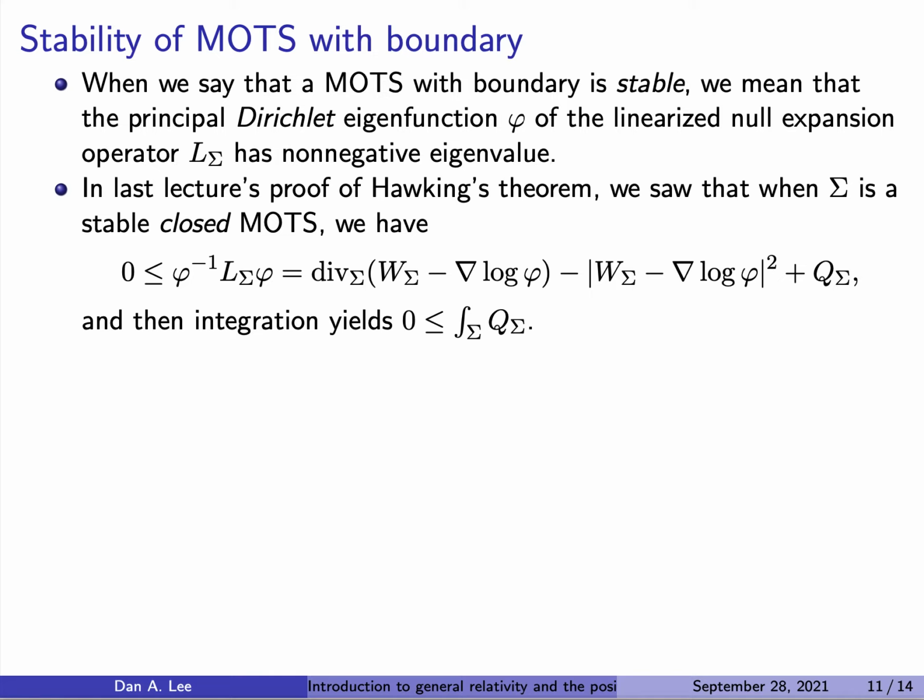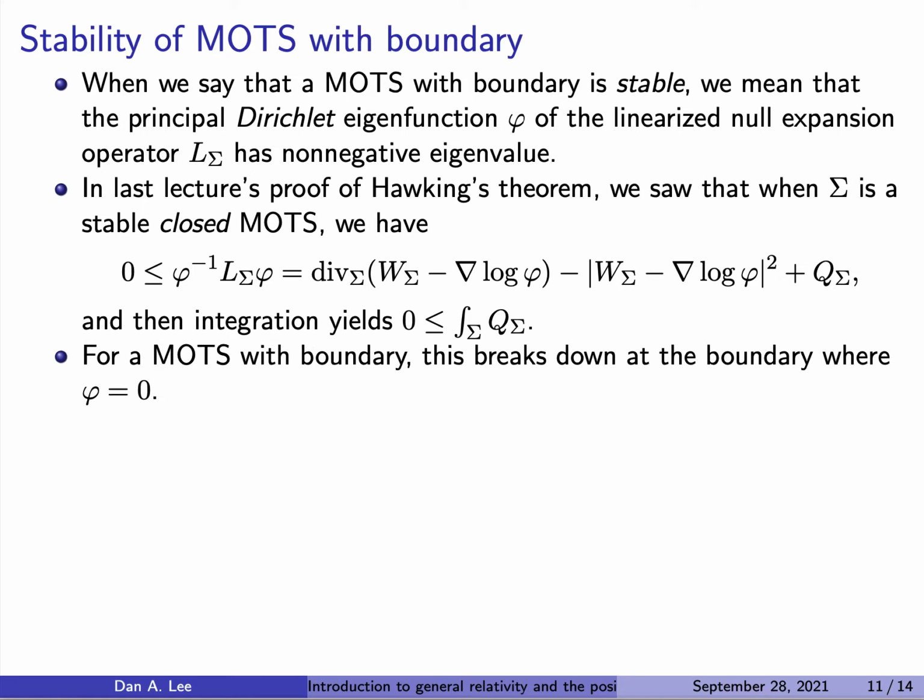So we want to do the same thing here, but actually it doesn't come out as neatly. This is for closed MOTS. Now we're interested in MOTS with boundary. For MOTS with boundary, unfortunately, it doesn't come out quite so cleanly. Why? Because this breaks down at the boundary where phi equals 0, right? You're not allowed to divide by phi if phi is 0. It's a very, very basic thing. So you're not going to be able to make that argument work.